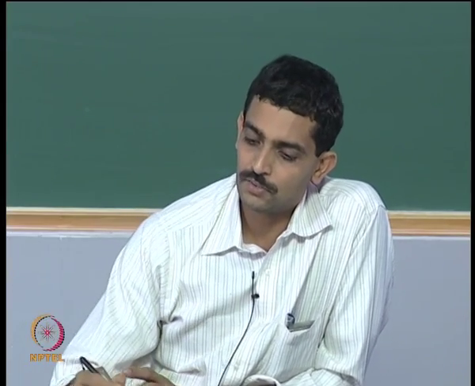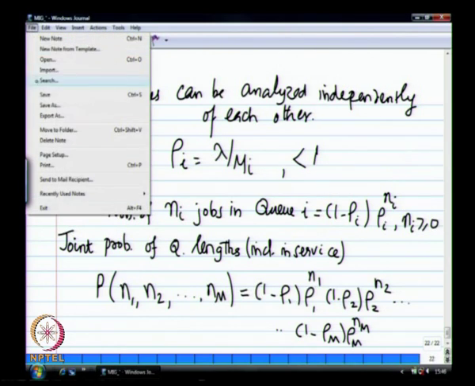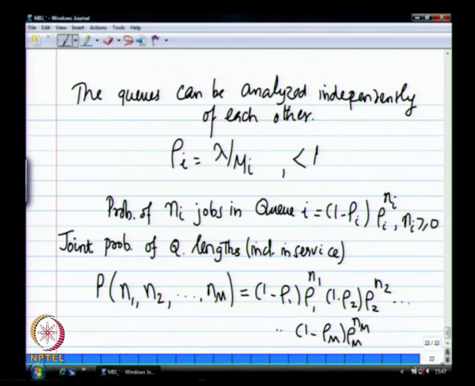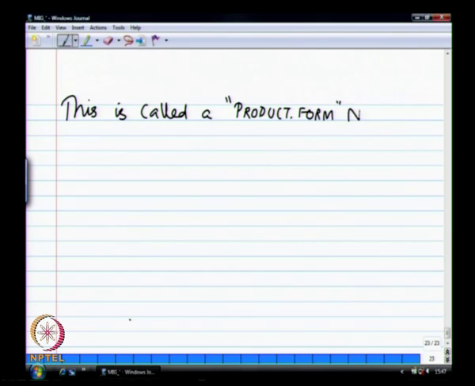So what is this? This is the probability of having n1 customers in Q1, n2 customers in Q2, and so on. So this is simply a product. In queuing network results, this is called a product form distribution. This is called a product form network. So whenever I have a network which has this product form nature, I can analyze the queues independently of each other.